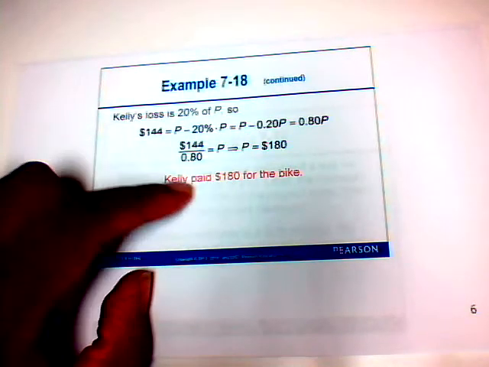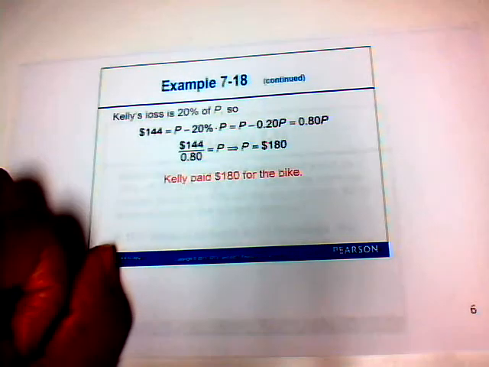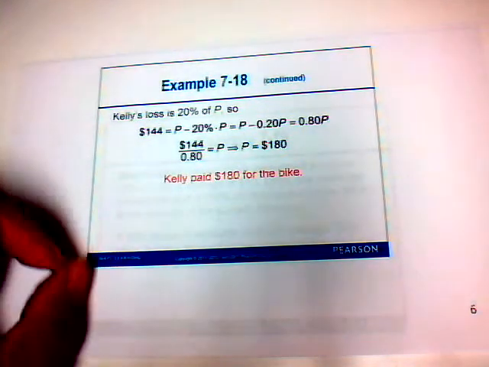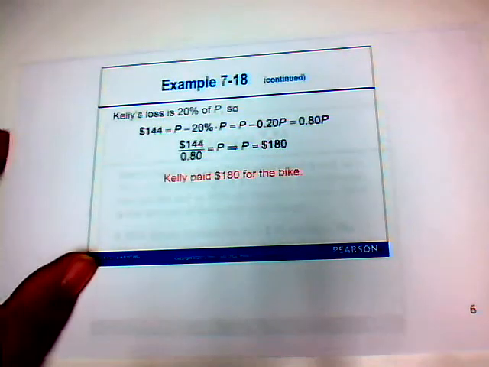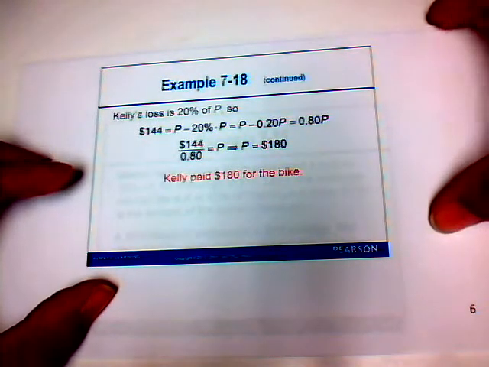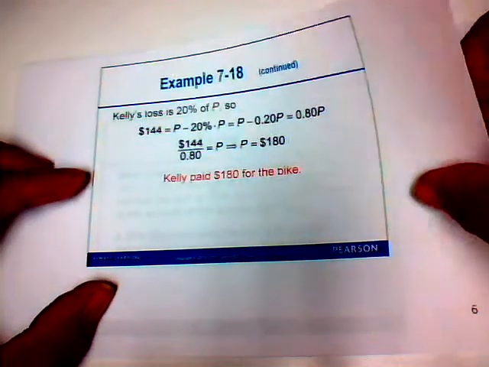Now, to find out what P is, you're going to take 144 and divide that by 0.80 to get $180. So that means that Kelly paid $180 for the bike.